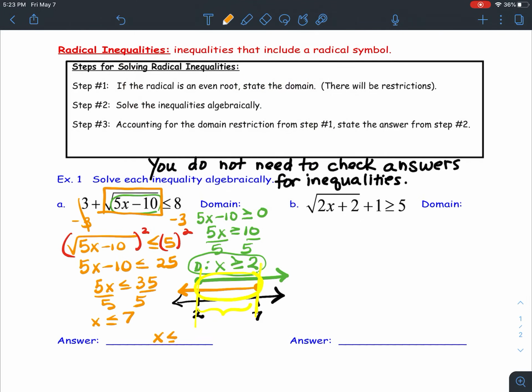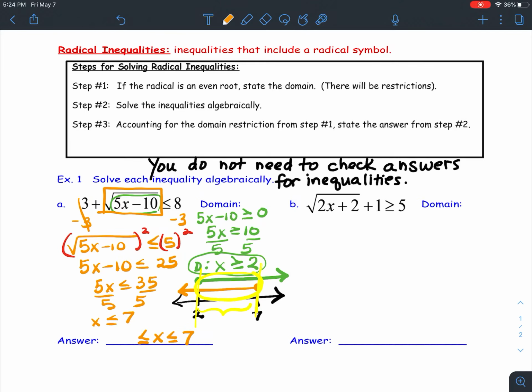So I'm going to take the initial answer, put that on my official answer blank, but then I need to make sure that I don't just leave that as my answer. I don't want to just let x be any number less than 7. I need it to stop once it becomes 2. If I let it go smaller than 2, then it's going to start violating my domain restriction.